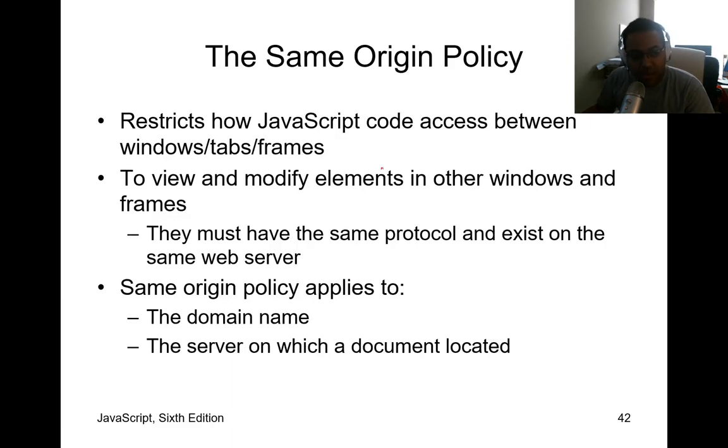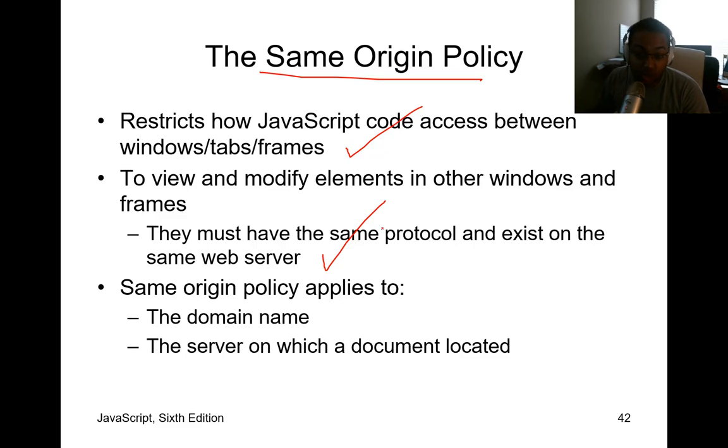The same origin policy restricts how JavaScript code is accessed between windows, tabs, and frames. To view and modify elements in other windows and frames, they must have the same protocol and exist on the same web server. This is the whole domain idea, right? You can't go between domains.